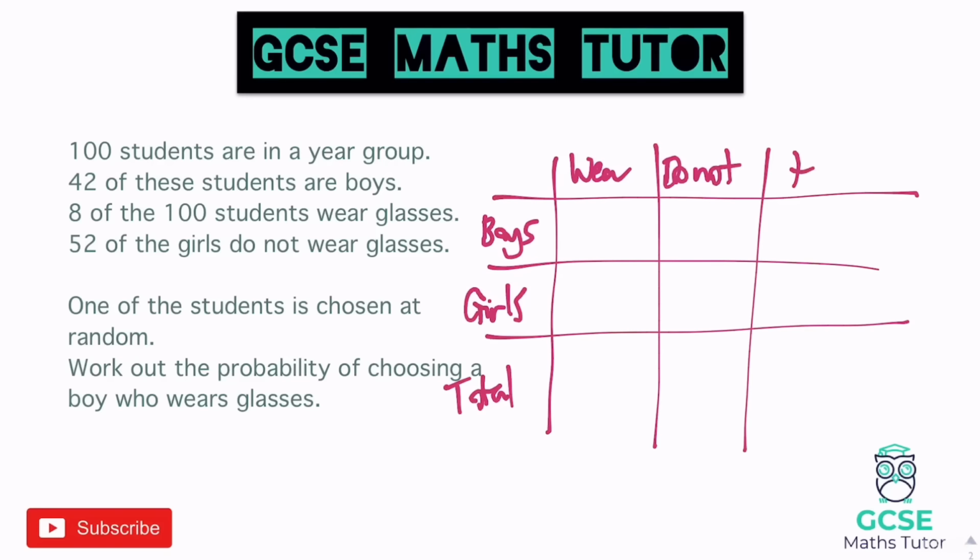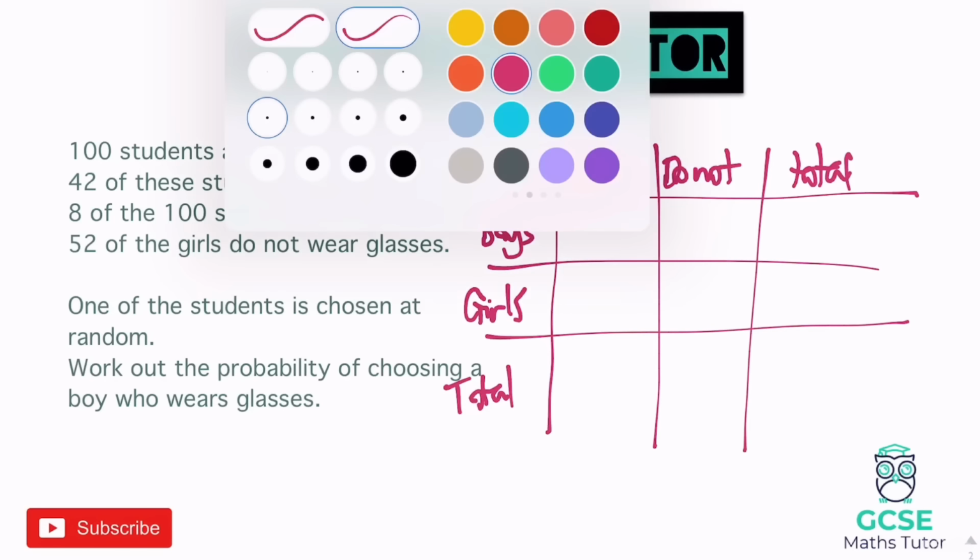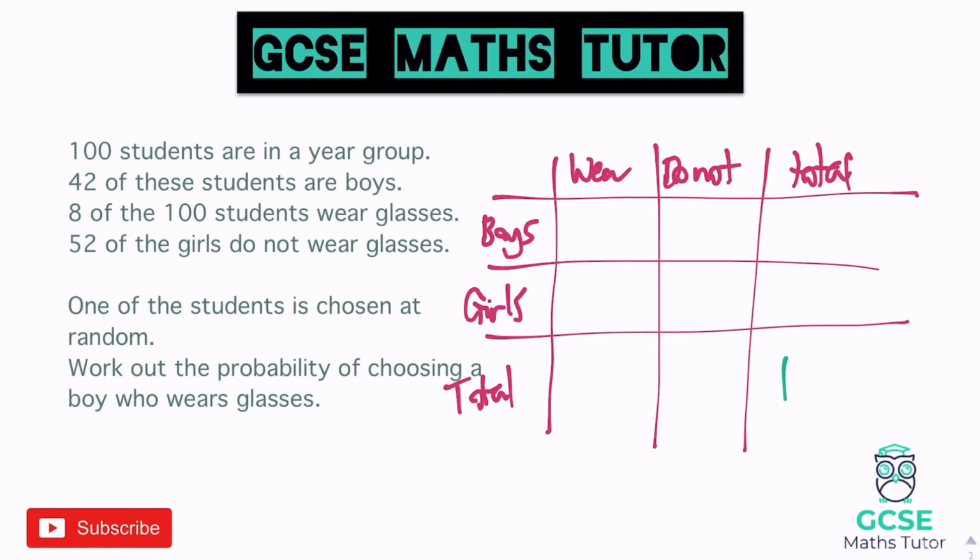And again, we've got a total here. So what I'm going to do is put the numbers within the question. We've got 100 students in the year group, 42 of them are boys, 8 out of 100 students wear glasses, so 8 students here wear glasses, and 52 of the girls do not wear glasses, so 52 just here. Now that's everything in the question. We've just got to fill in all the missing numbers now.